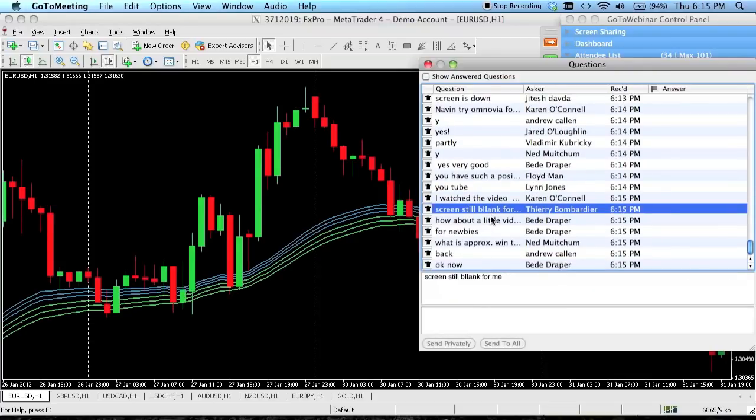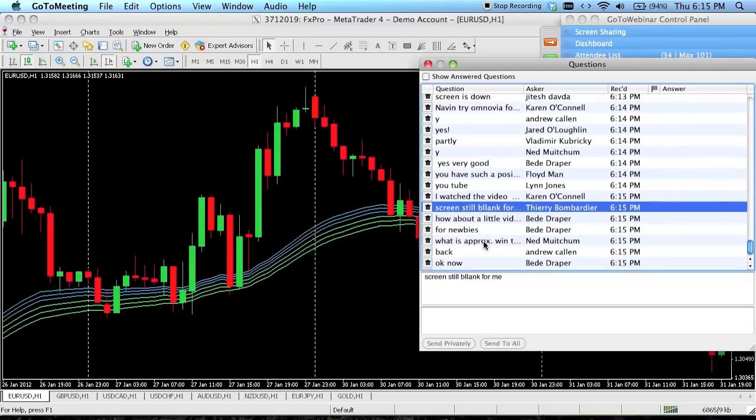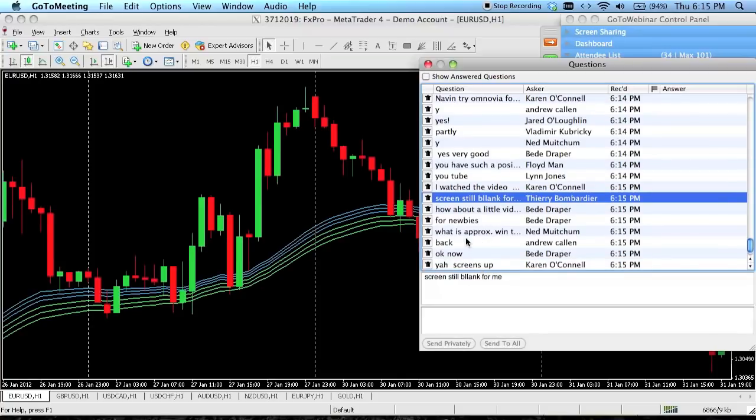Screen is still blank for you, Theory. Everybody else is okay? Bead, back, screen's up. Okay, Theory, just see if it comes up. Otherwise, try re-logging in.